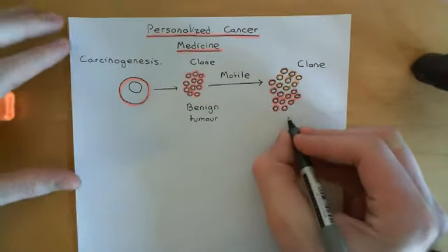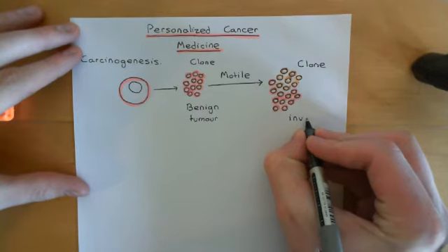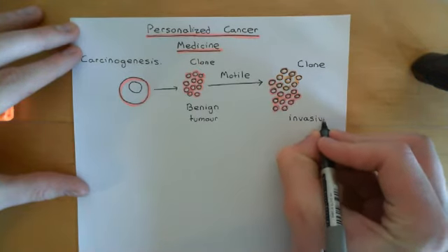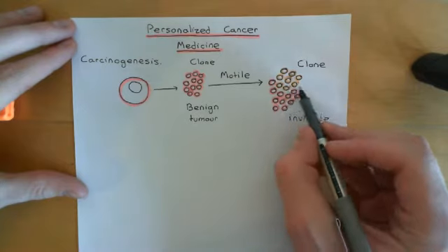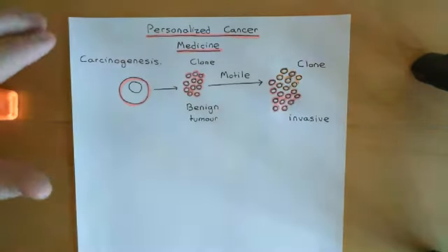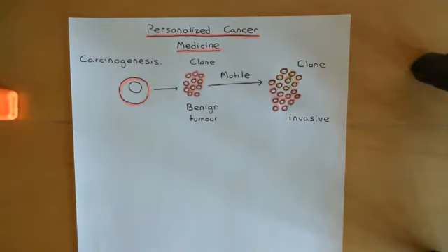So they're going to become invasive. They're going to start invading the surrounding tissue. If this was happening in the liver, for instance, this orange clone of cells is going to start invading the healthy liver tissue, the liver cells that don't have any mutations, and that's going to start causing problems for those healthy cells.